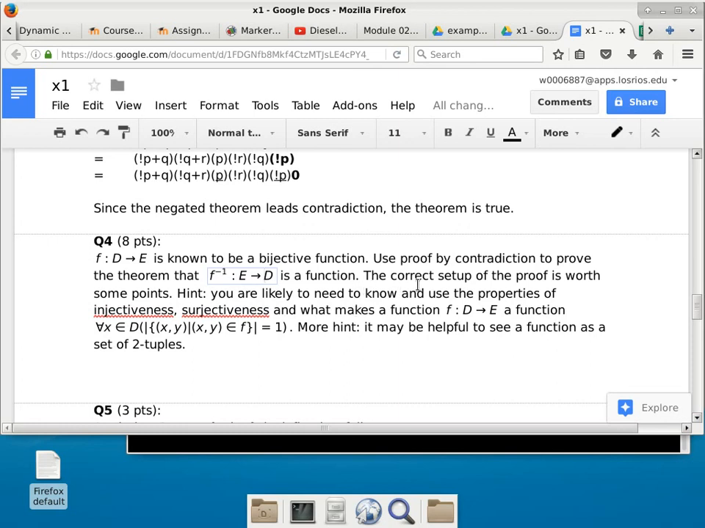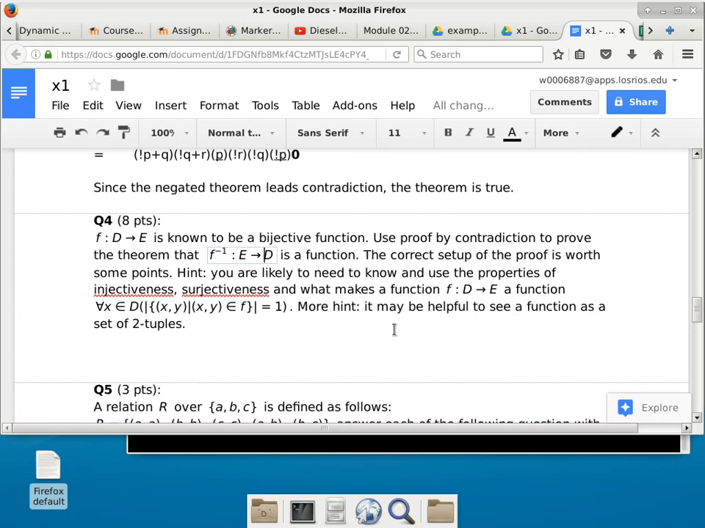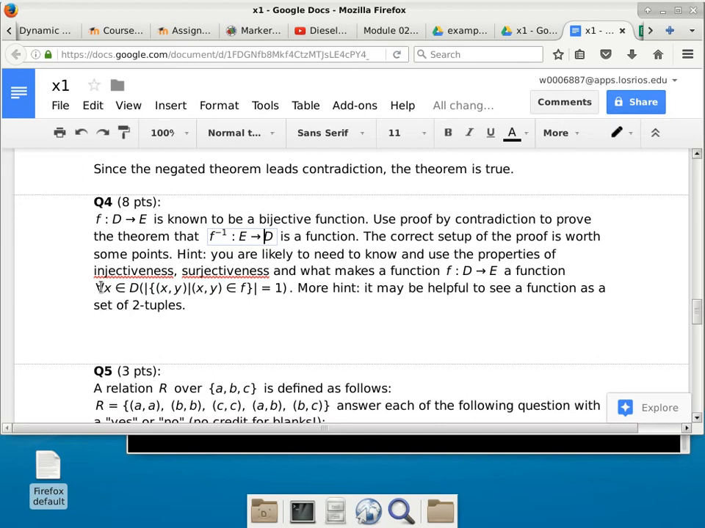The correct setup of this proof is worth some points. Okay, so you have to tell me how proof by contradiction works. Hint, you are likely to need to know and use the properties of injectiveness and surjectiveness and what makes a function a function. Okay, and I even give you what makes a function a function.